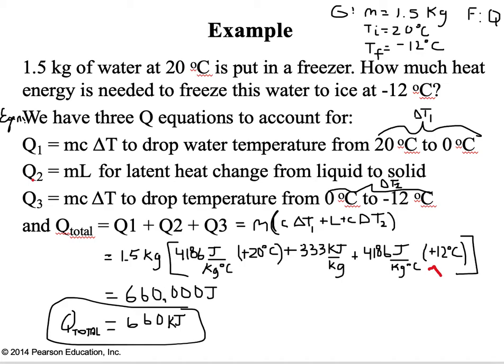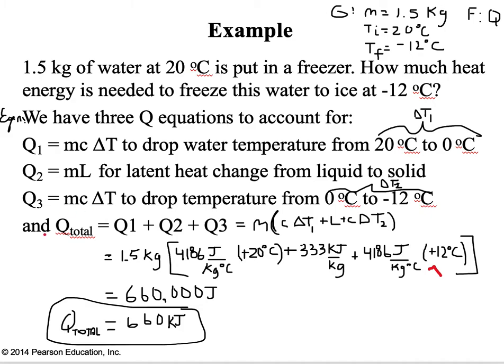Then we go through a phase change at 0 degrees Celsius. So we're not going to change the temperature. We're just going to remove heat from the water to convert it from a liquid to a solid. So we need to account for the latent heat. Then the last thing we're going to do is continue to drop the temperature from 0 degrees Celsius to minus 12 degrees Celsius. So we have another temperature change. So we go back to equation number 1, where Q3 is MC delta T.